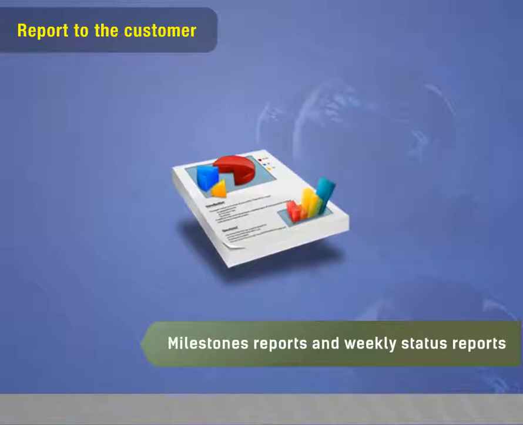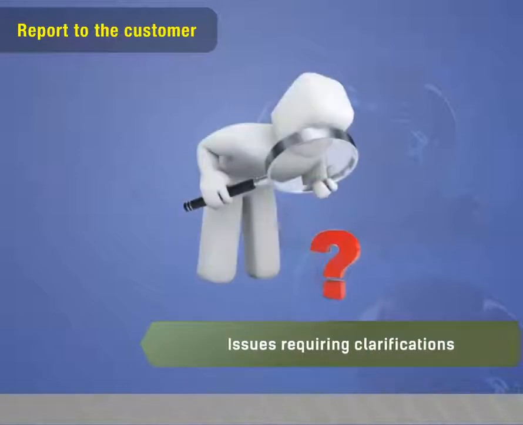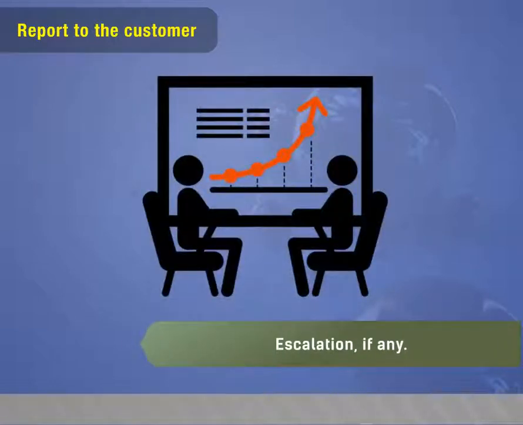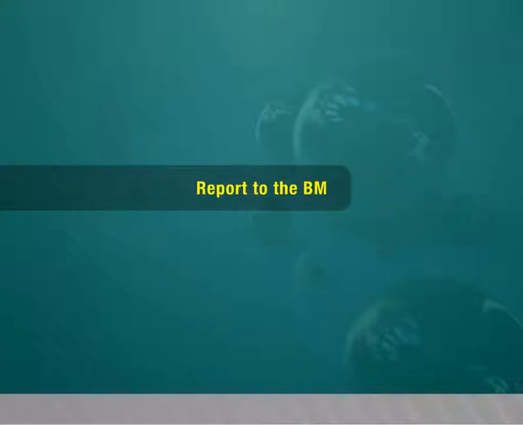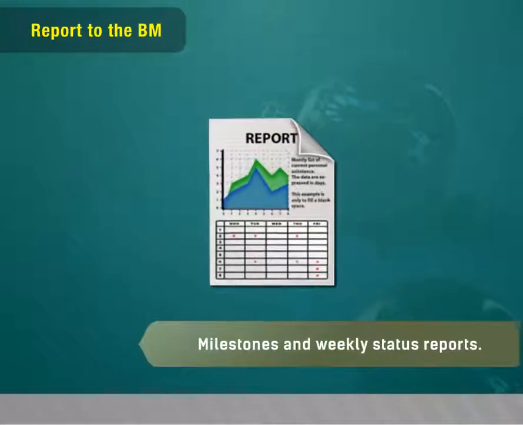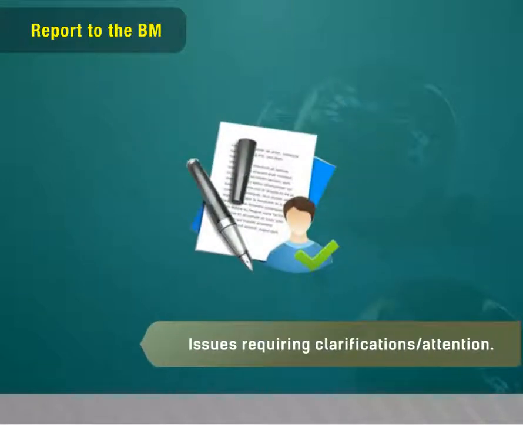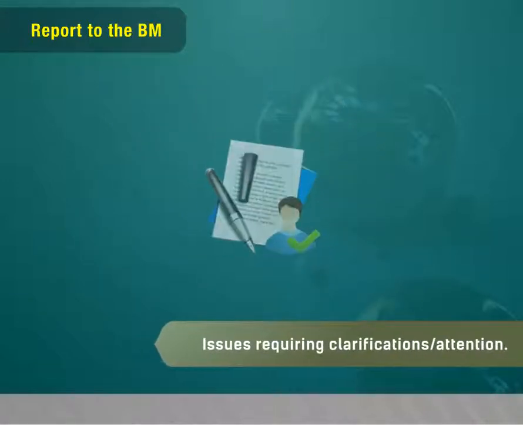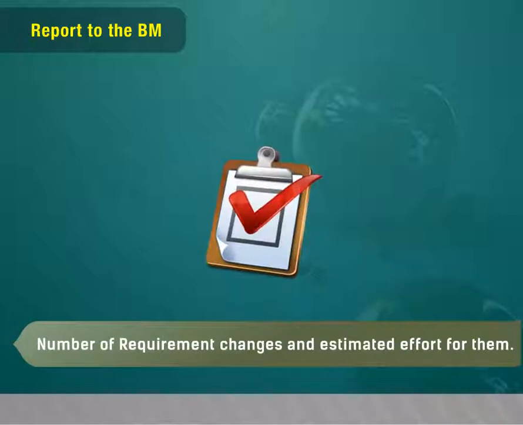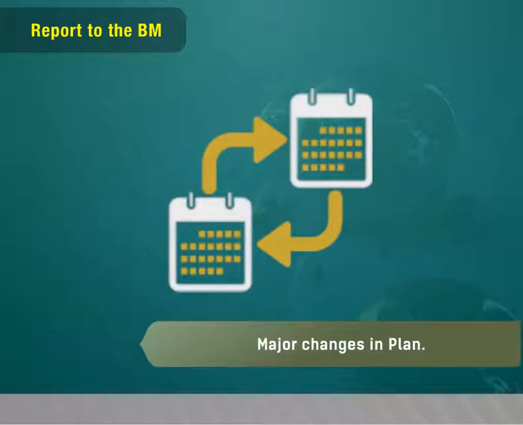Report to the customer: milestone reports and weekly status reports, issues requiring clarifications, escalation if any. Report to the BM: customer feedback, milestones and weekly status reports, issues requiring clarifications or attention, escalation if any, number of requirement changes and estimated effort for them, major changes in plan.